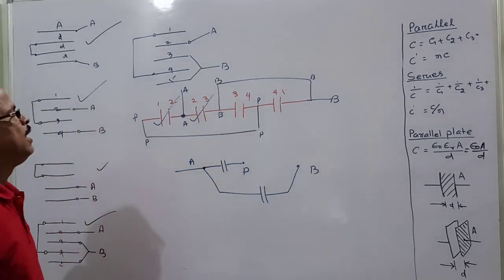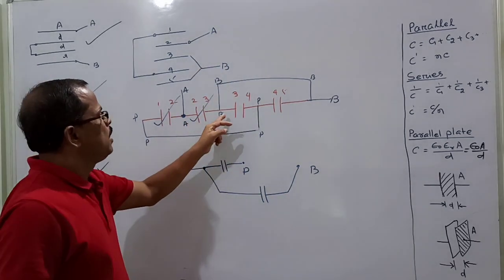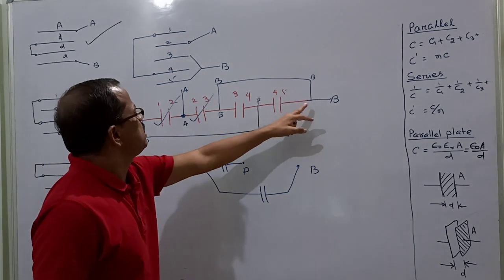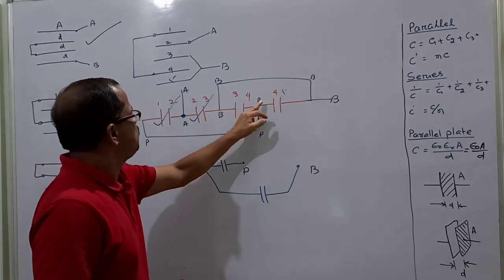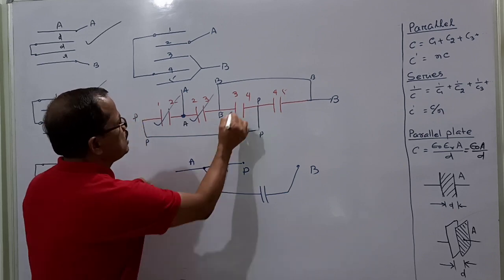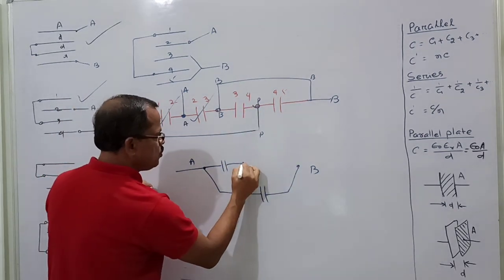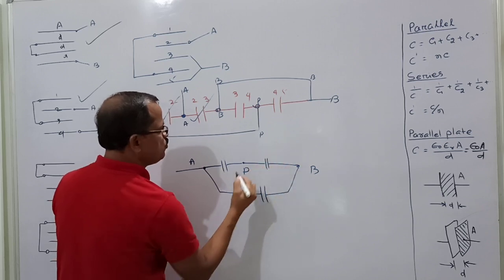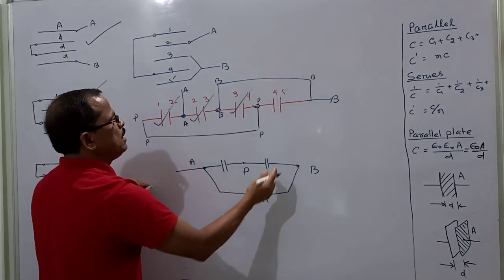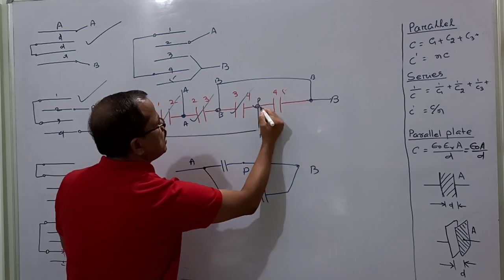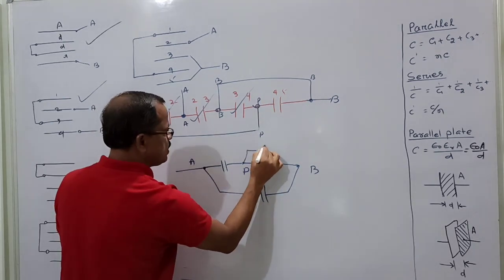Put. Another capacitor is from B to P. Look, this capacitor is from B point to P point. Now this is B point, this is P point. Connect it. B point to P point. Connect. This capacitor is between B point and P point. Again connect it.